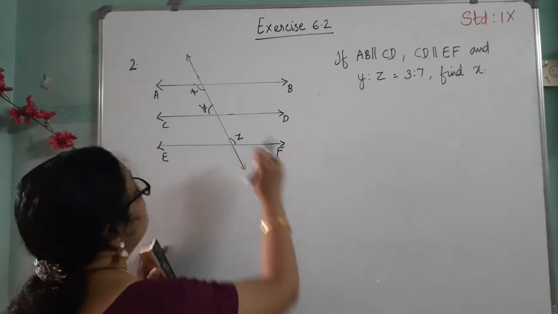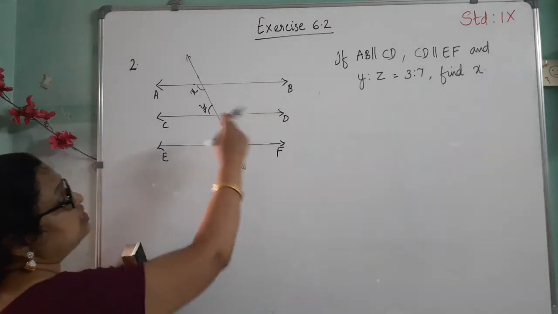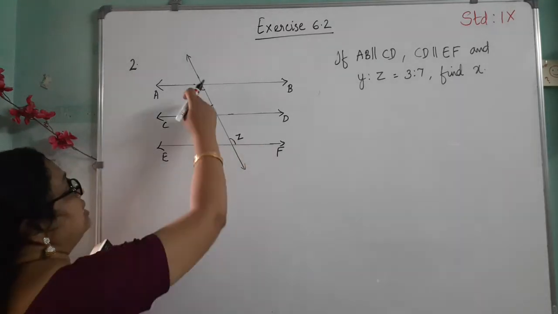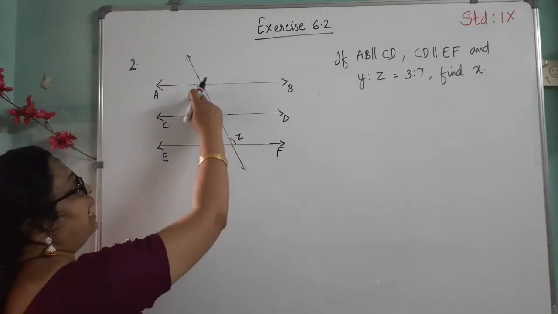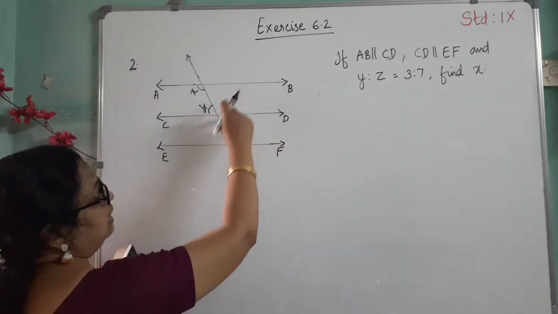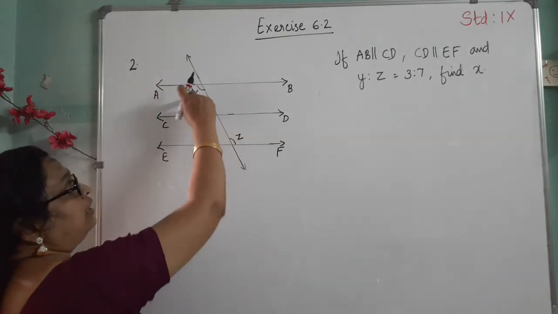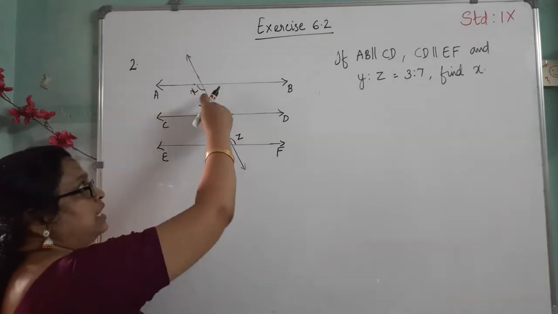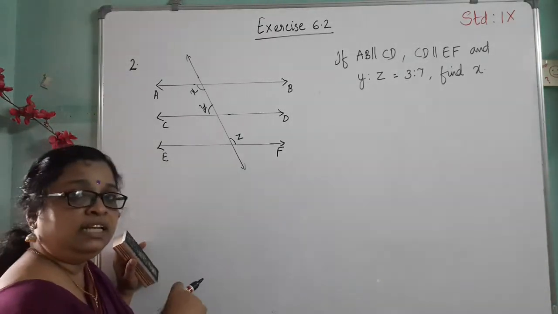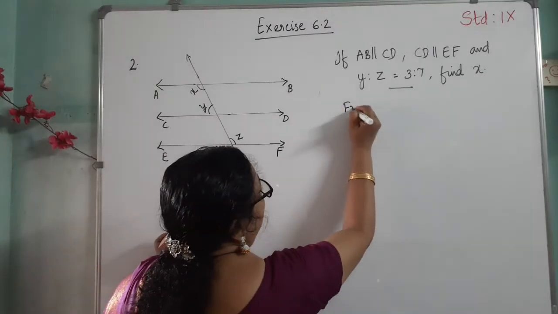Then second question, figure is given. If AB parallel to CD, that is this line parallel to this line, and CD parallel to EF, and y is to z, this angle and this angle, y is to z is given 3:7. Then find x, this angle. From the figure we can write angle x plus angle y equal to 180 degree, because it is given AB parallel to CD, that is these two lines are parallel and this line is the transversal. Then x and y are the interior angles on the same side of the transversal. We know that when two lines are intersected by a transversal, then the interior angles on the same side of the transversal are supplementary.